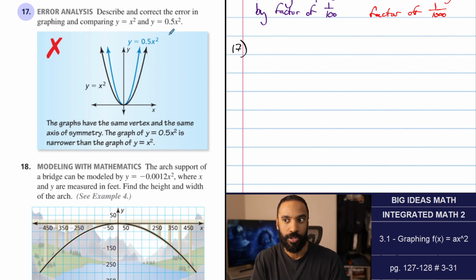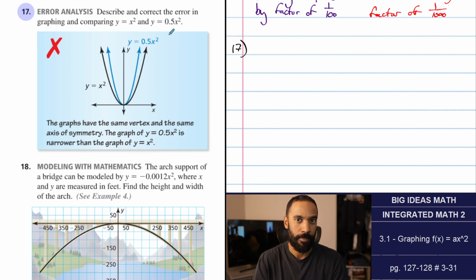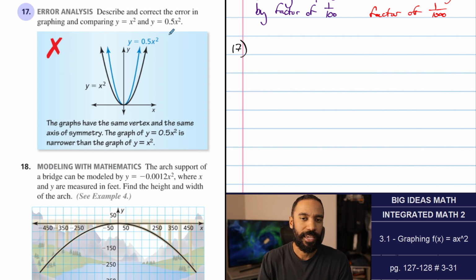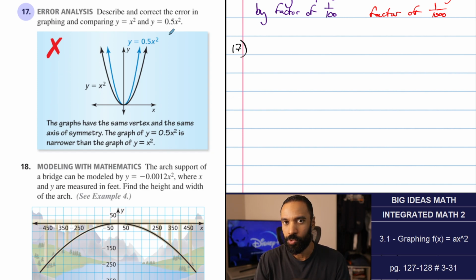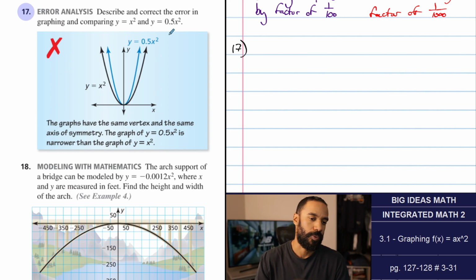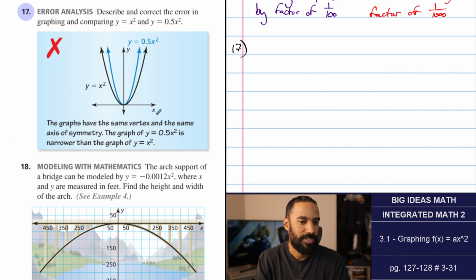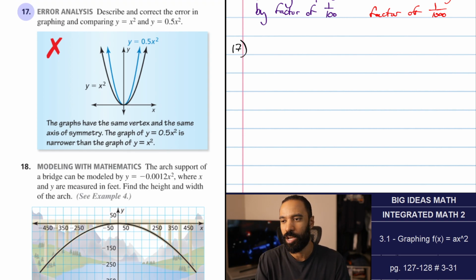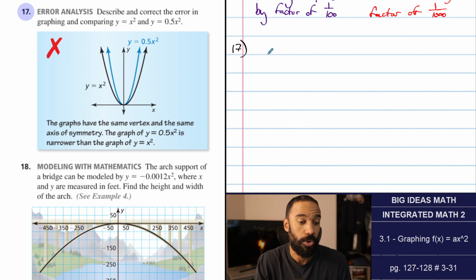First of all, these graphs are not narrower or wider. The domain's all real numbers. I guess the range is not limited either on one end. But secondly, it's because we're not changing x, we're changing y. So maybe that's what they did. So let's see what they said. The graphs have the same vertex, same axis of symmetry. All that's good. It's narrower than the graph of y equals x squared. So their description, they don't even talk about the vertical stretch or compression or horizontal.